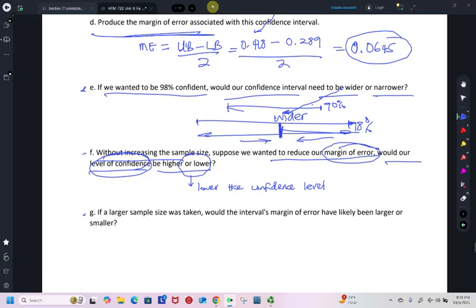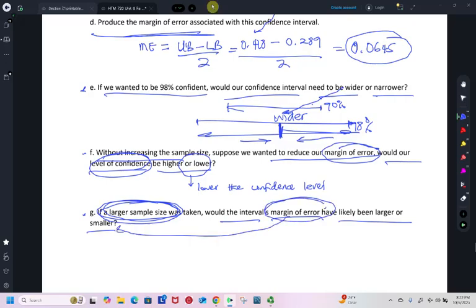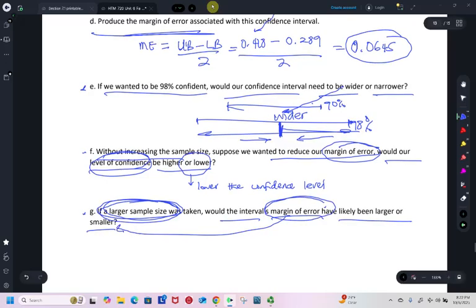Question G: if a larger sample size was taken, which means you're getting more information, would the interval's margin of error likely have been larger or smaller? With more information coming from the sample size, we anticipate that the margin of error should become smaller. So the correct answer here would be smaller.